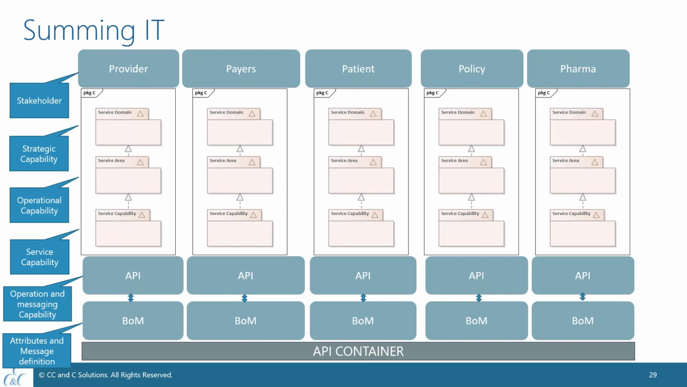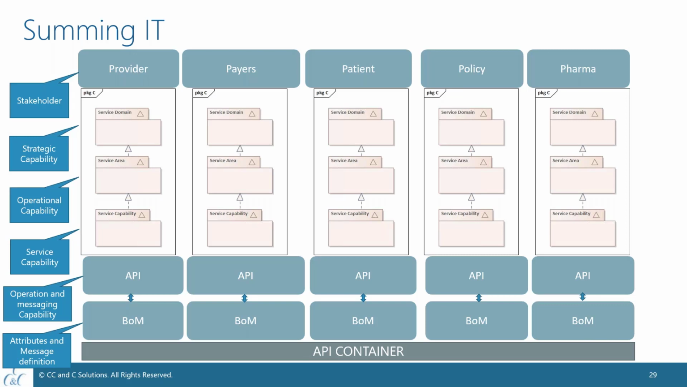Now, summing up whatever we have discussed so far, on top we have stakeholders: provider, payers, patient, policy, pharma. This is one way. You can even break down in terms of departments, or in terms of level of country: ministry, then state, then district. Then we have strategic capability, operational capability, and service capability. And this can belong to any of these three stakeholders.